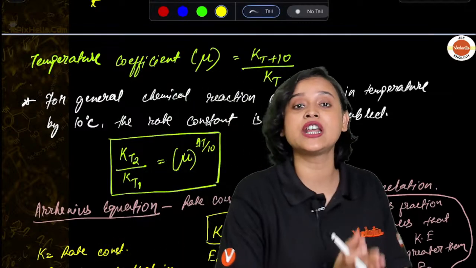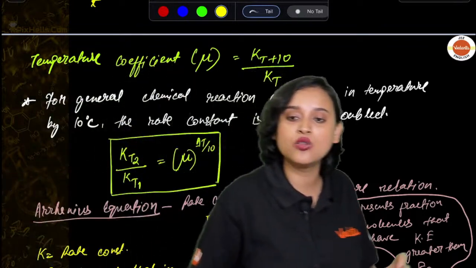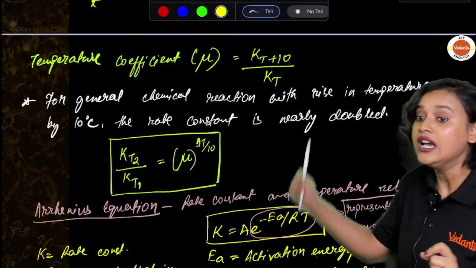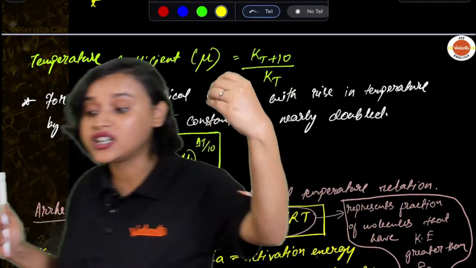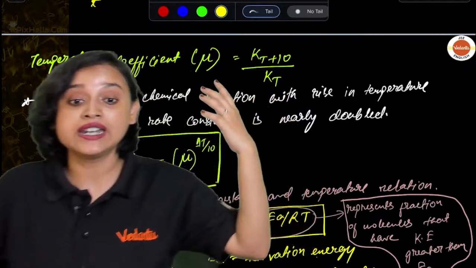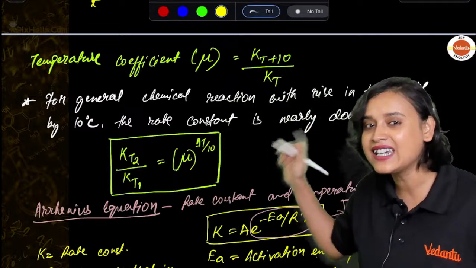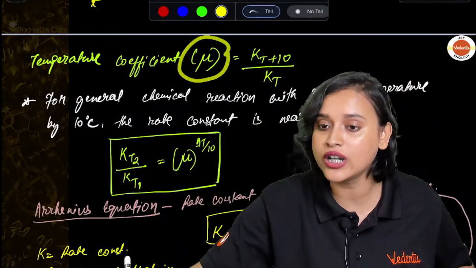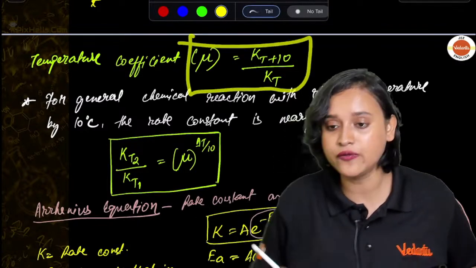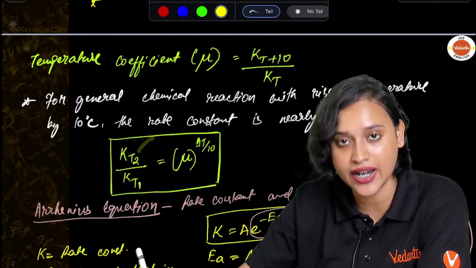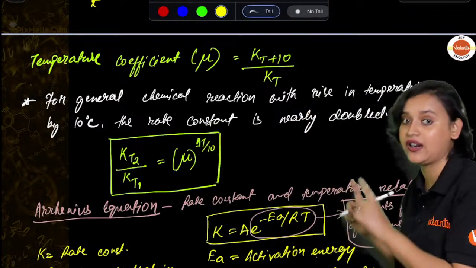Now we come across temperature coefficient. Why do we come across this term? Because it has been noted that for any general chemical reaction, if the temperature increases by 10 degrees Celsius, then the rate constant is nearly doubled or tripled. That is why we get the temperature coefficient, which we denote by mu. Mu is equal to Kt plus 10 divided by Kt. This is a very important formula, and you can also write it as Kt2 divided by Kt1 is equal to mu to the power delta T by 10. Both of these formulas are very important.